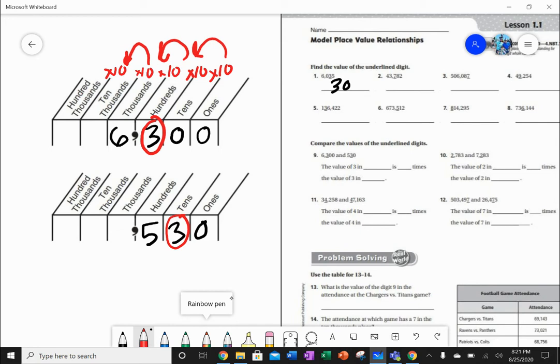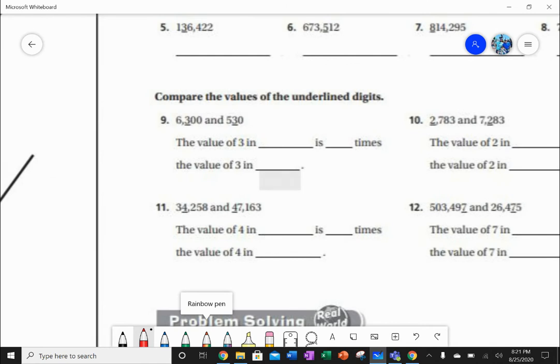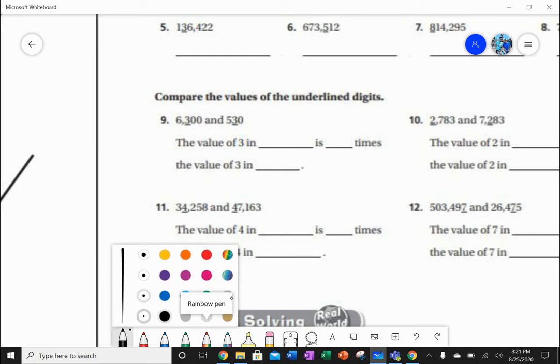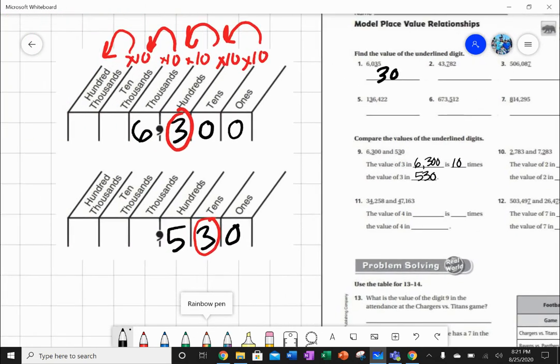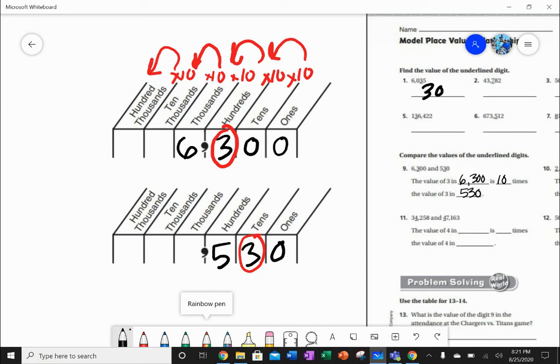So to answer and fill in that, you are going to write in here, let me zoom in. You will write the value of 3 in the numbers. Oops, let me make it smaller, guys. The value of 3 in 6,300 is 10 times the value of 3 in 530. Again, think as you go to the left, the value is increased or multiplied by 10 or is 10 times larger. Okay?